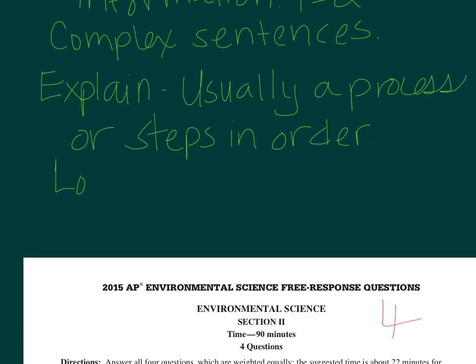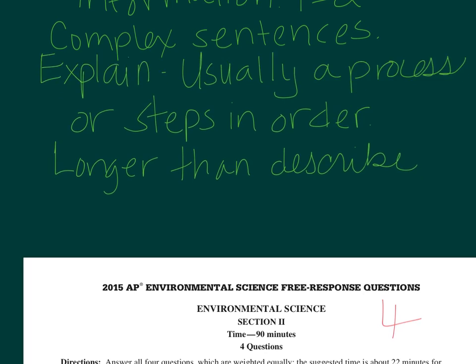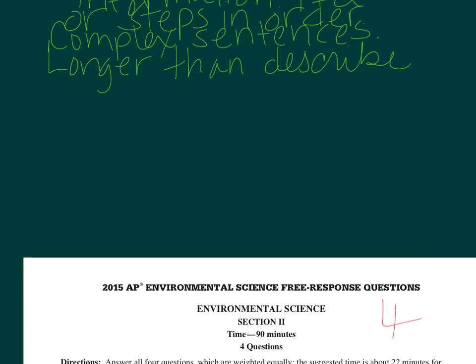And this will be longer than describe. Usually it's 2 or more points. So a describe is usually 1 point. An explain is usually 2 or 3 points because they want you to talk about multiple steps or multiple parts of a process. And then the last type is discuss.